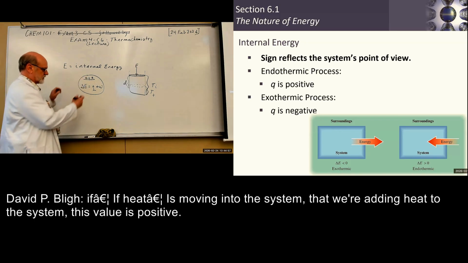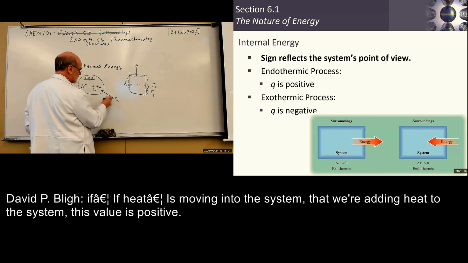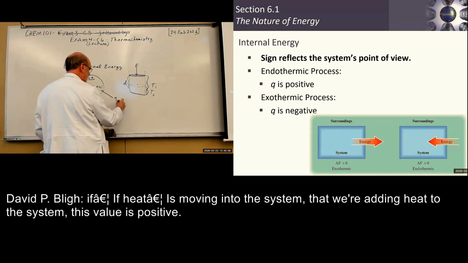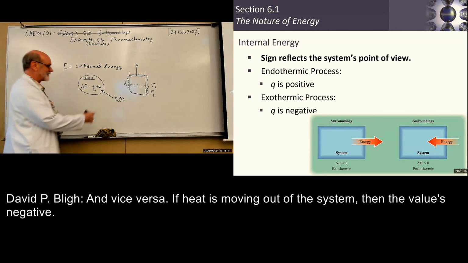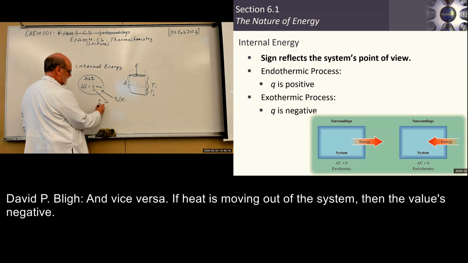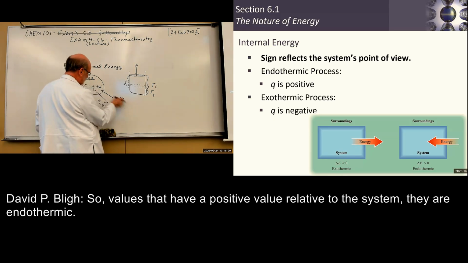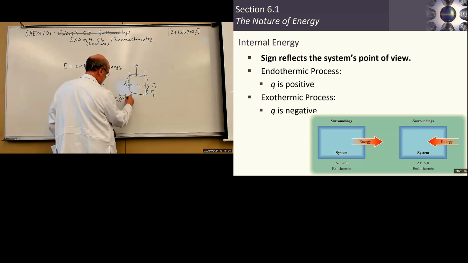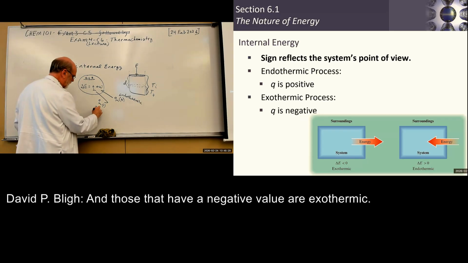So here's our system. If heat is moving into the system, that we're adding heat to the system, this value is positive. Okay? And vice versa. If heat is moving out of the system, then the value is negative. So values that have a positive value relative to the system, they are endothermic. And those that have a negative value are exothermic.